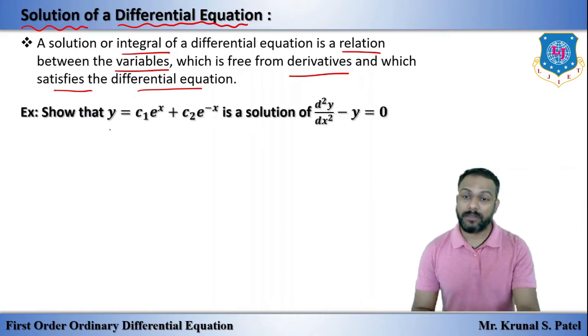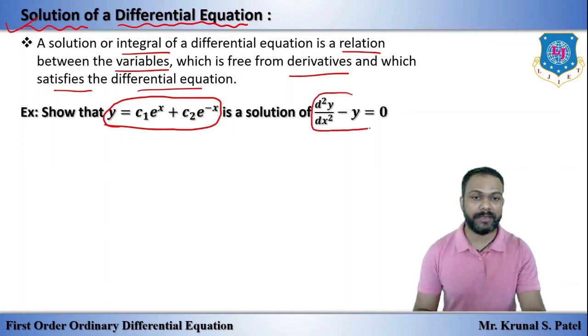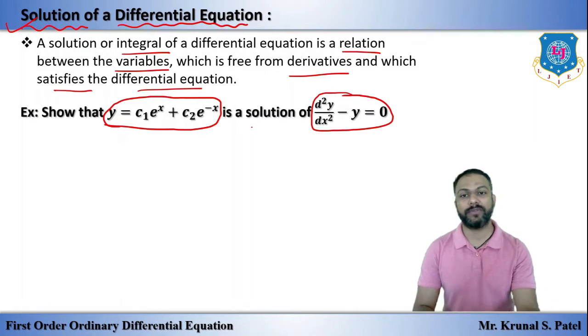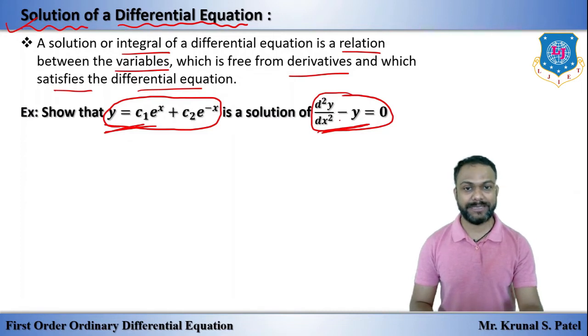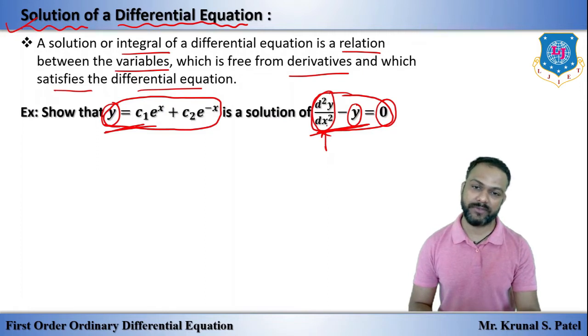Okay, now for example, to understand what is the solution of differential equation, if we have this y is equal to c1 e raised to x plus c2 e raised to minus x, and we have this differential equation d square y by dx square minus y is equal to 0. Now we have to show that this y is the solution of this differential equation. That means we have to differentiate this y with respect to x 2 times, and we will put the value of that derivative here and put the value of y here, and by simplifying this, if we get this right hand side answer, then we can say that this y is the solution of this differential equation.